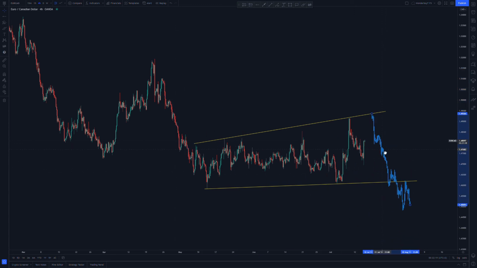As you can see, it will be forming like an M pattern style. Something like this, and then take it from here to the downside.